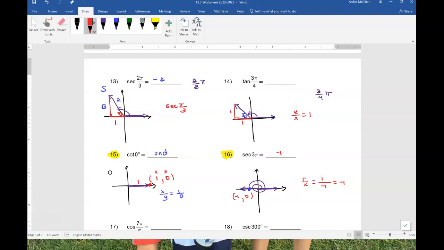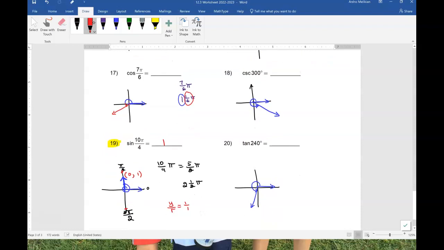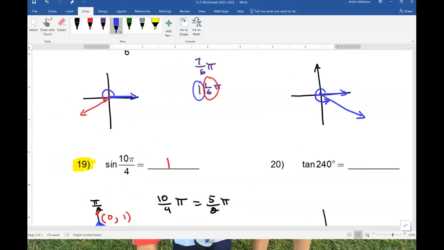In this quadrant, is tangent positive or negative? Negative. So -1, right? Only sine is positive. Okay. So let's move on to this one. Okay, reference angle here is 7 pi over 6. So right here, the reference angle is 7 pi over 6. I'm sorry, pi over 6.